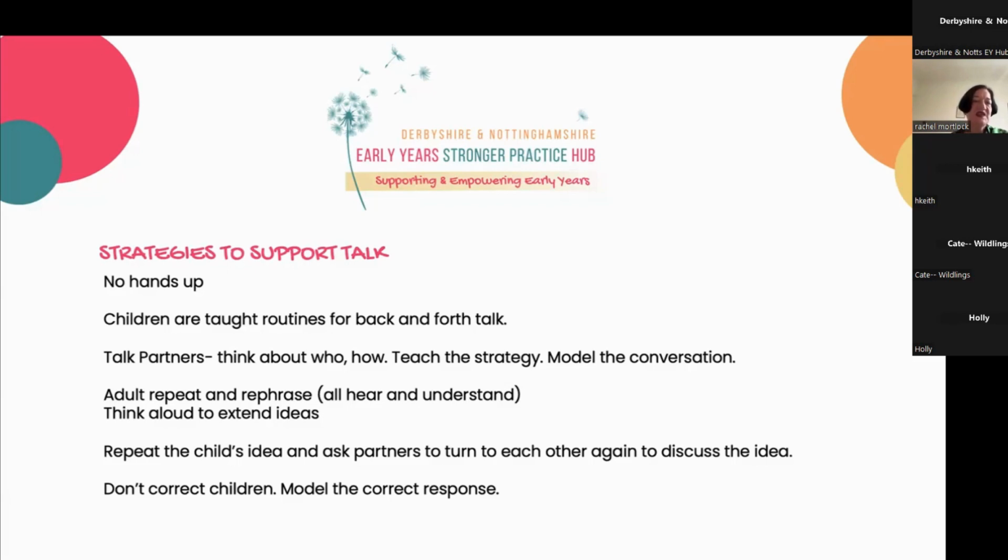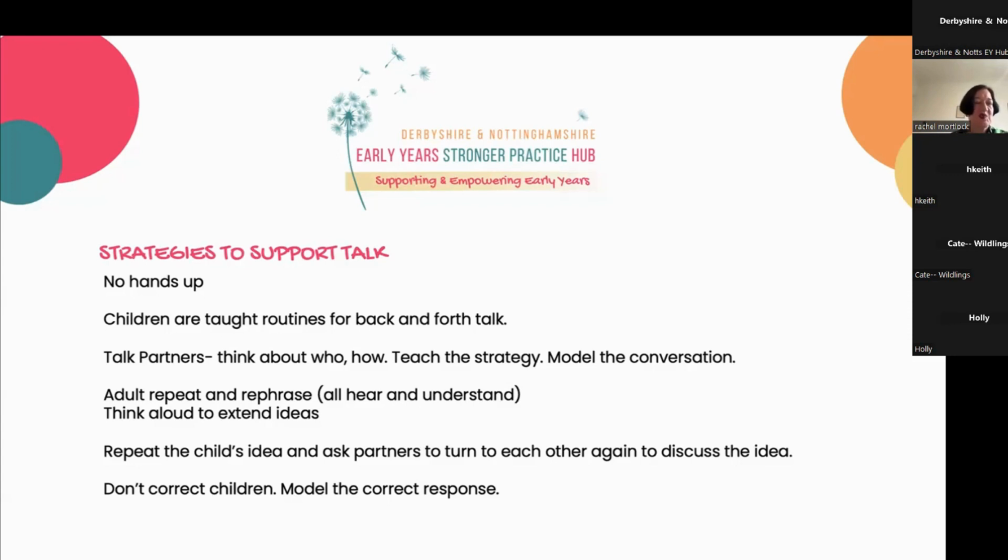So they need to be taught how to talk. If they're going to use talk partners, you need to teach them how to do it. It doesn't just happen. Adults need to model the conversation. It could be two adults in the classroom modeling the conversation so that the children then know how to take that conversation into their own. But too often when you see talk partners used, particularly with younger children, either the children aren't talking, or they don't know what to say, or they're talking about something that's not relevant.